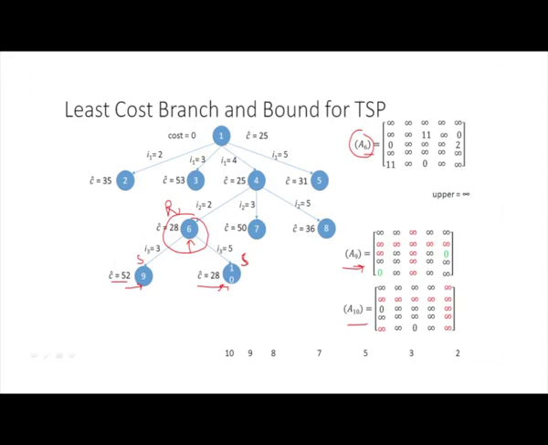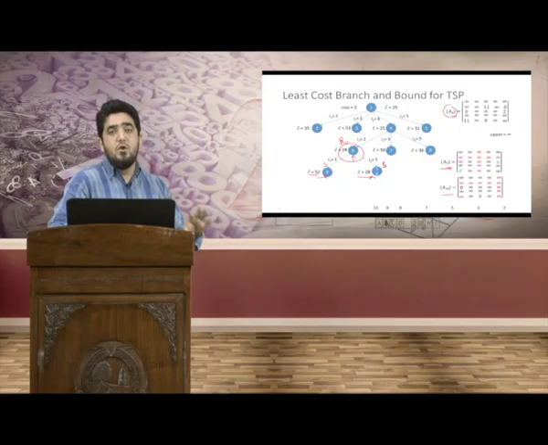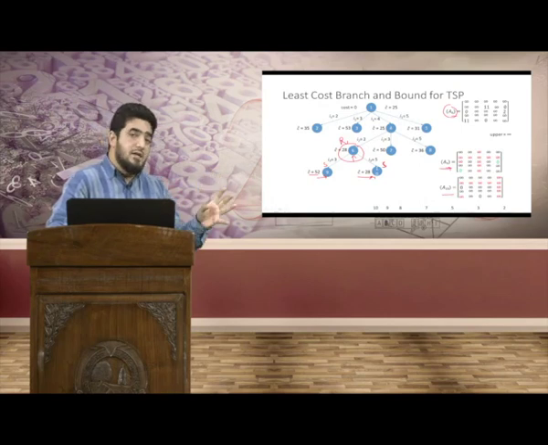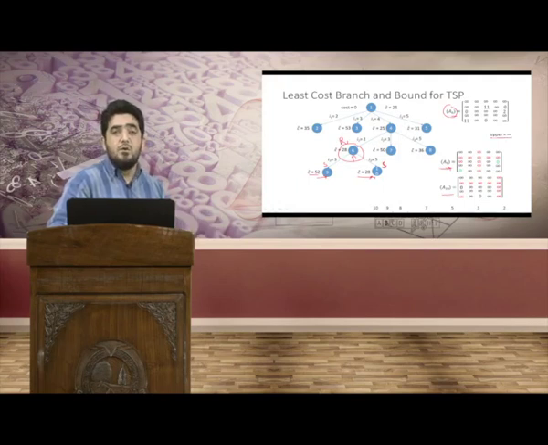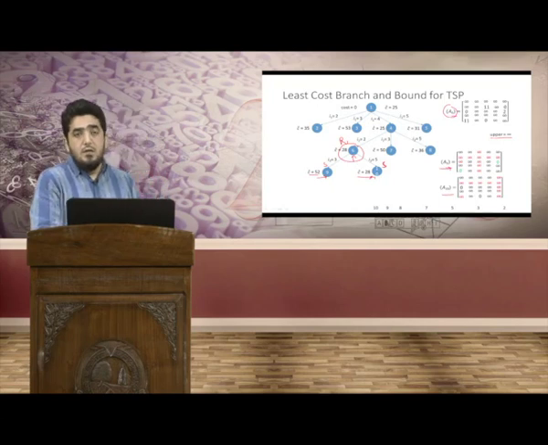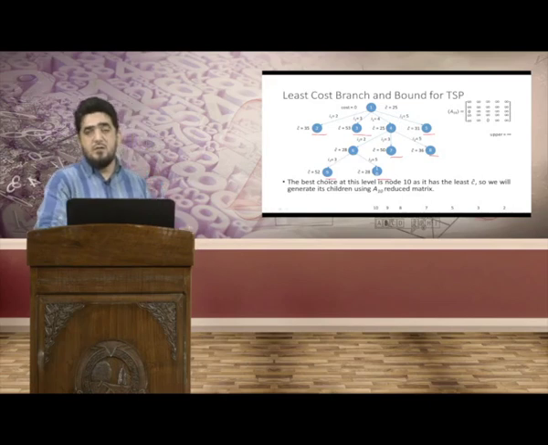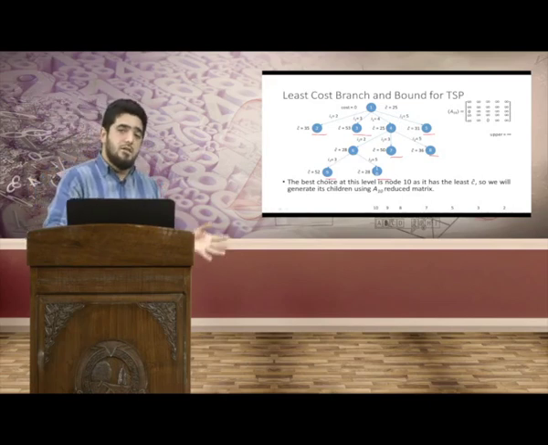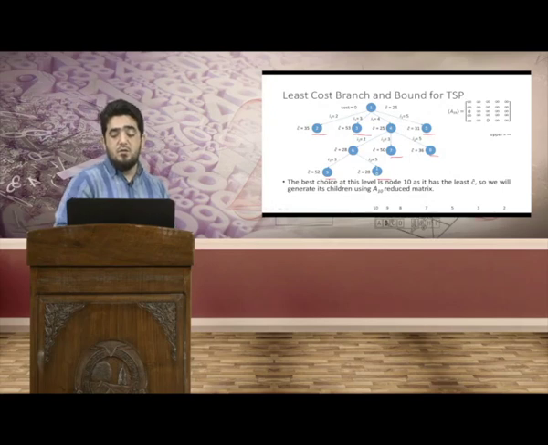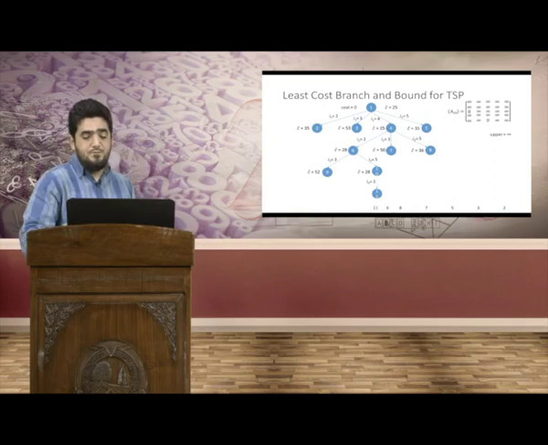Now at each of these stages, these are still intermediate nodes. We have not generated a leaf node yet, and for all these cases we are setting upper equal to infinity. Now at this stage node number 2 is active, 3 is active, 5 is active, 7 is active, 8 is active, 9 is active and 10 is active. Least cost branch and bound selects that particular node which has the least cost associated with it, and it is obvious that node number 10 is the one with the least cost currently. So we'll expand this particular node.